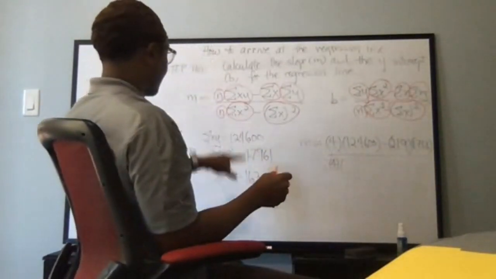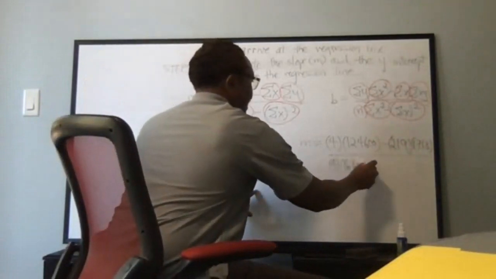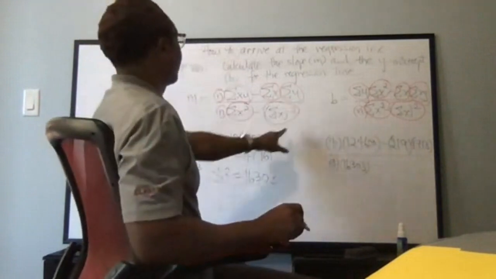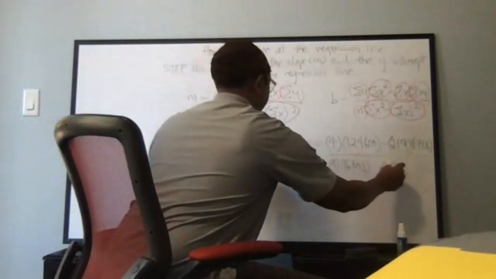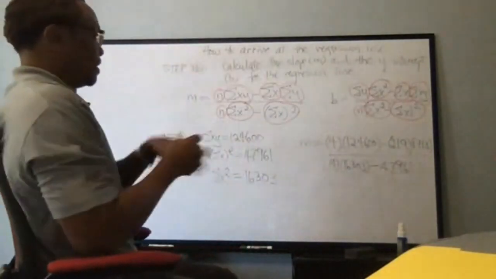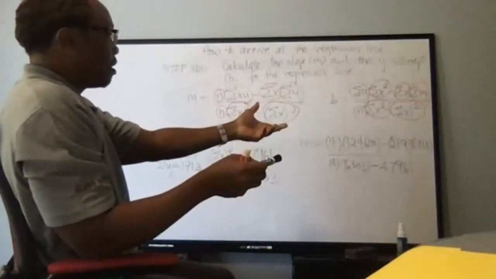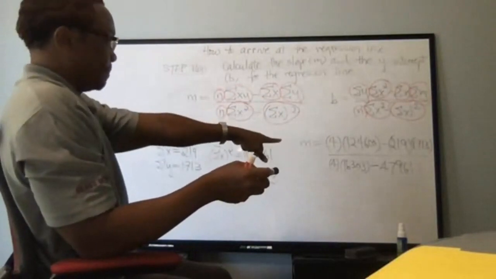Summation of x squared we found to be 16303, minus this thing right here we found to be 47961. Okay? So these are just the different components. So if you're going to go wrong, if you are getting any one of these components wrong, it's going to affect your answer for m.